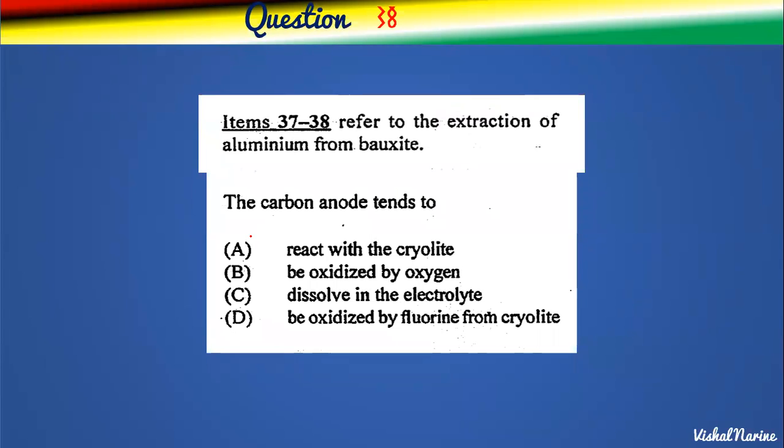Thirty-eight again, during the extraction of aluminum from bauxite, what happens to the carbon anode? Now at the anode, oxygen gas is going to be produced, and that oxygen gas is going to react with the carbon to form carbon dioxide gas. So in that process, the anode is going to be oxidized by oxygen. All right, so 38 is E.